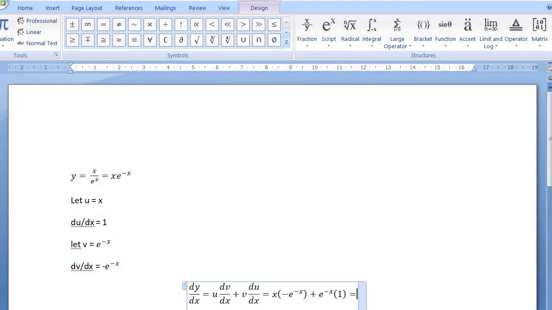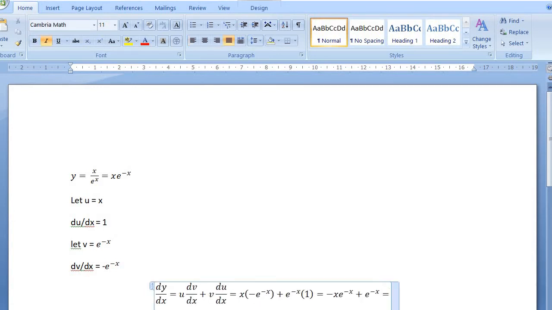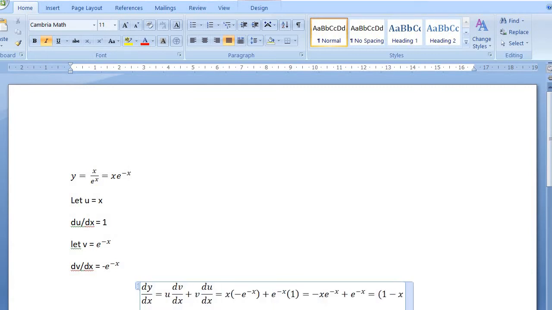So we will have negative x multiply exponential power negative x plus exponential power negative x. This is, I just expand, I open the bracket from here. Okay, then after that we can group it, become equal to 1 minus x and then multiply exponential power negative x.